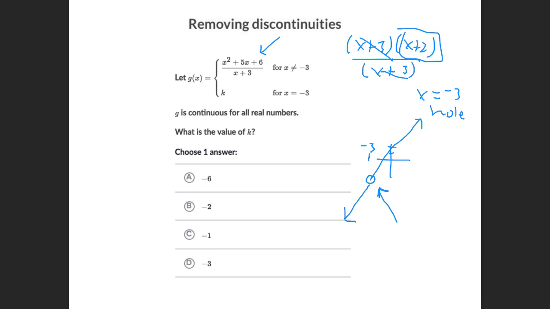Because if you put -3 into my function, my graph, y is equal to x plus 2, if I put -3 in there, -3 plus 2 is -1. So that means this hole is at (-3, -1). So in order to fill that hole in, k would have to be -1. I love these problems. They're pretty amazing. They're pretty cool. All right.